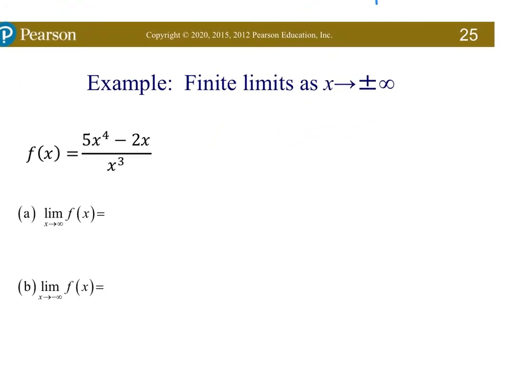We're going to try this again. I'm just trying to show you one of everything so that when you see it on the homework, you're not surprised. So let's drop infinity into these. 5 times infinity to the 4th is infinity. Minus 2 times infinity is infinity. Over infinity cubed, that is indeterminate.